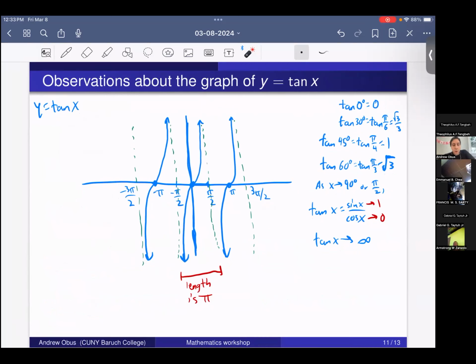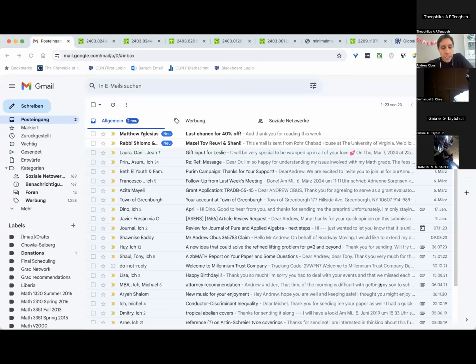So for the last thing to show you, let me just show you this on Desmos. So let me share my screen here. What do I want? Yeah. Okay, so let me share this on Desmos.